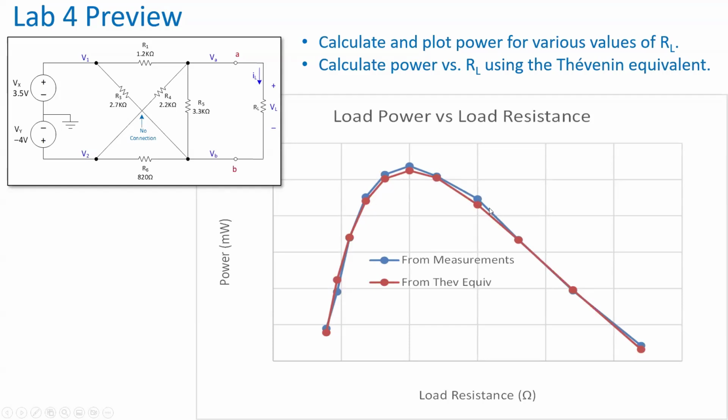You could say, hey, they match up pretty well. And you could see where maximum power transfer happens. You know from class where that's going to happen on this plot. So you'll see that work in action in lab. Okay, so that's the point of lab 4, Thevenin equivalent circuits and maximum power transfer.